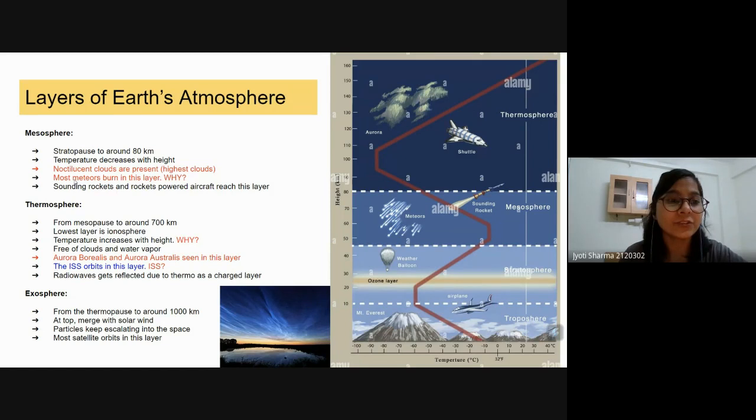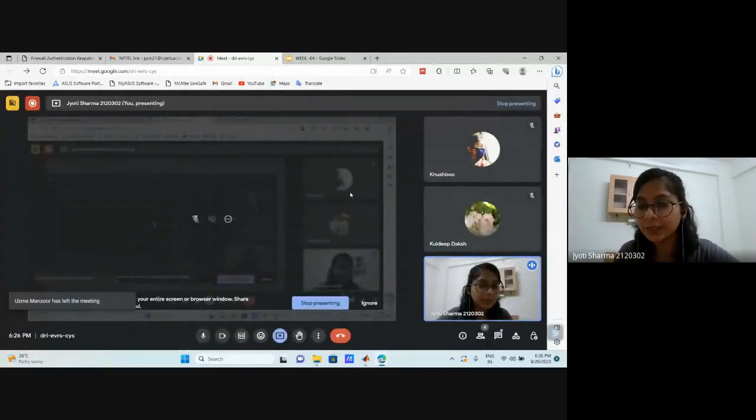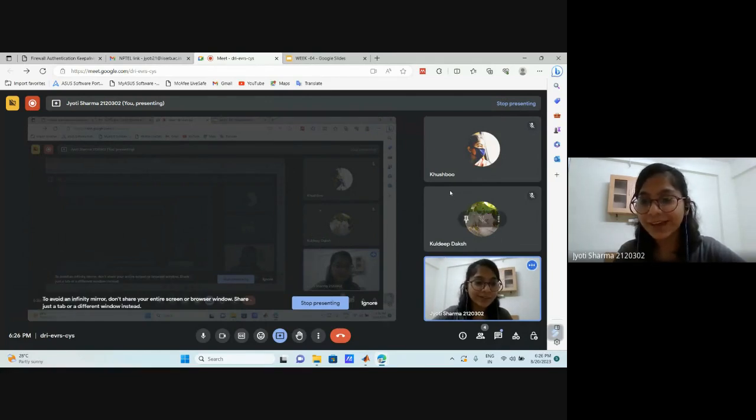The next characteristic feature of the mesosphere is that most of the meteors burn in this layer. I want to ask the question, why do meteors burn in this layer? What happens to the meteor that it gets burned? Can anyone please tell me? Okay, Kuldeep, you can't speak. Maybe you know the answer, but I will go to Khushbu because she can speak. Khushbu, can you tell me the answer? Why do meteors burn in the mesosphere?